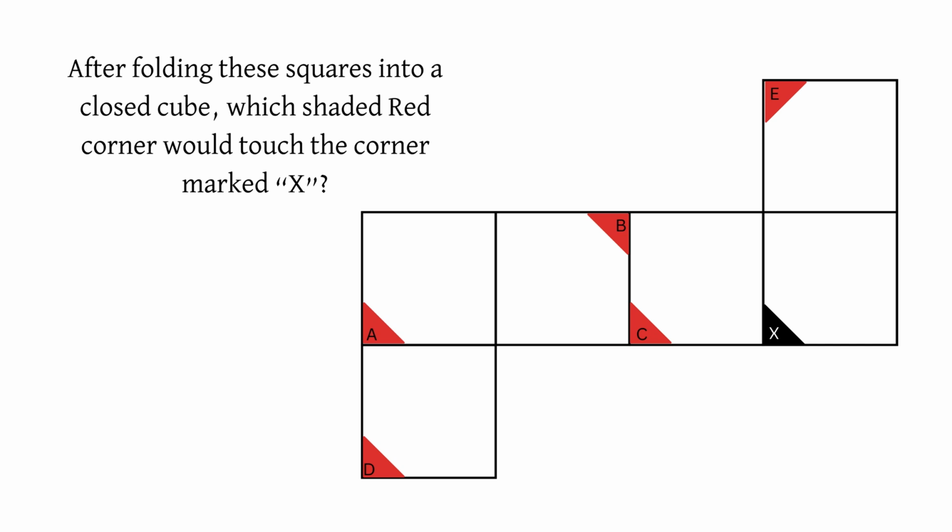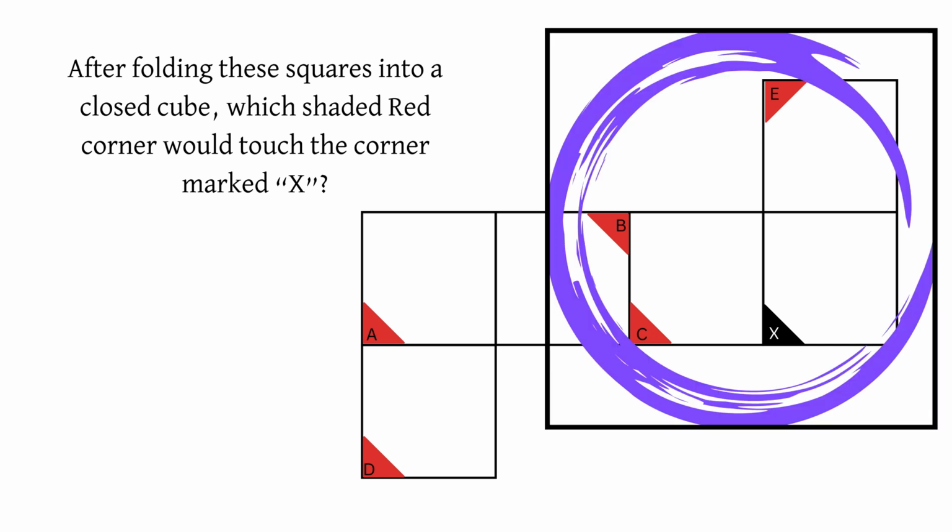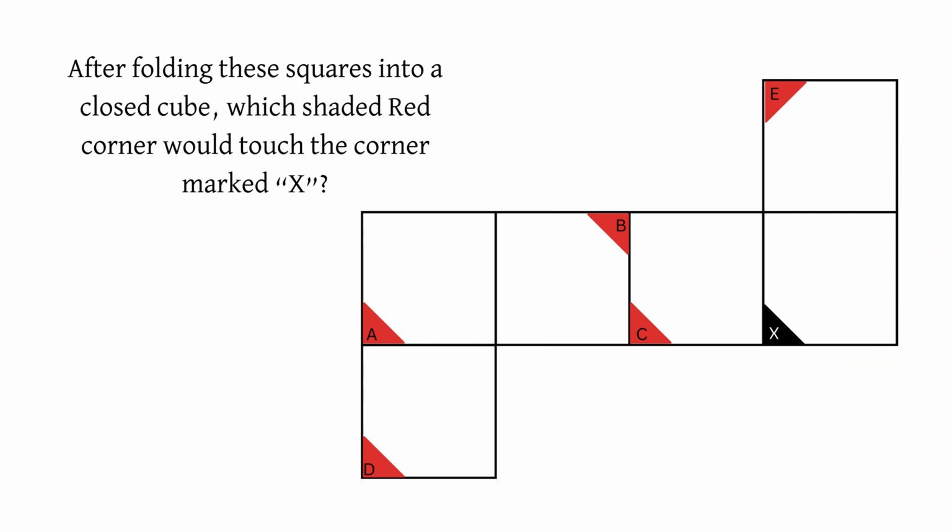Looking at the flattened cube, I like to start with the squares touching the square with the X. If the squares are touching but the red corner is not touching the X corner, we can eliminate it as they never will touch. In our case, we can see corners C and E are not touching the X, so we can eliminate them straight away.